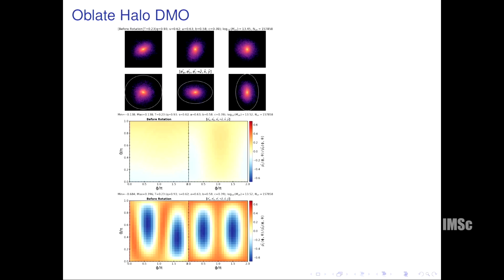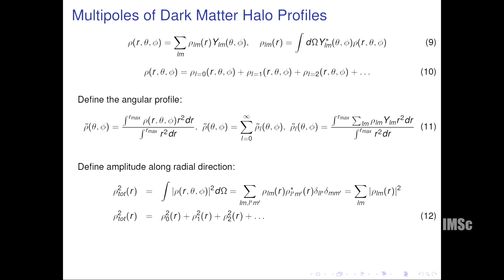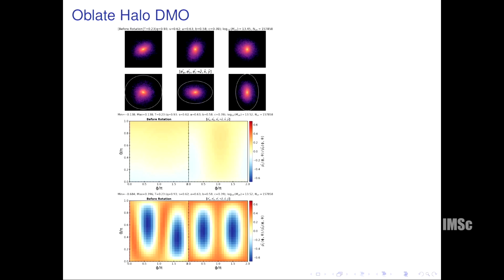So this is again an oblate halo. We'll call l=0 the monopole, l=1 the dipole, and l=2 the quadrupole. The monopole is boring, it's just one color. So we are looking at the dipole, which is scaled with the monopole. This is before rotation, this is after rotation. This is what it looked like in a dark matter only simulation. You can see that the dipole term is weak, which tells us that it's pretty much triaxial. There is no deviation from triaxiality.